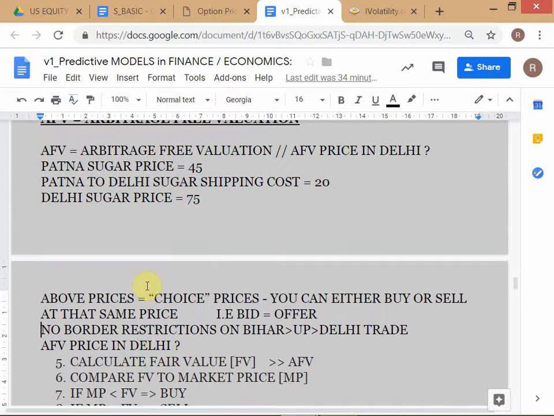So what we have to do is, if the question is, actually the question should be rewritten like this. This is the information given to you, 45, 20 and 75. So the question is, what is the fair value?